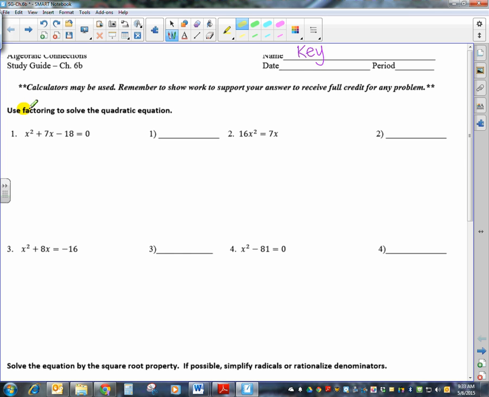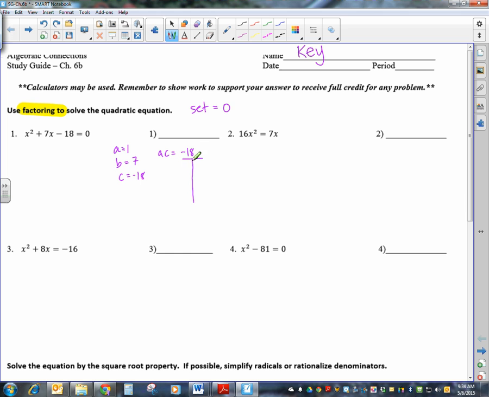So this first part says use factoring to solve. That means you have to factor each problem. And when you're doing that, for the most part, factoring means that you always want to set the equation equal to zero. So if you don't have everything all on one side, you've got to remember to do that. Okay? So first off, when we factor a problem, we look at this and we know that a is equal to 1, b is equal to 7, and c is equal to negative 18.